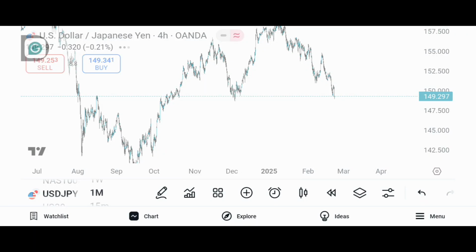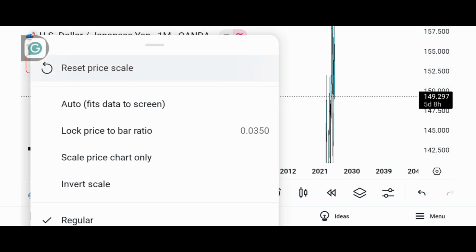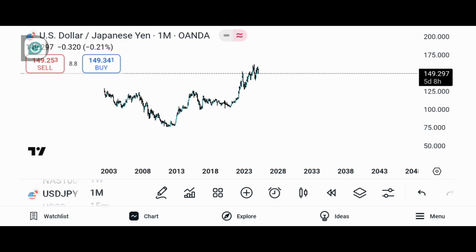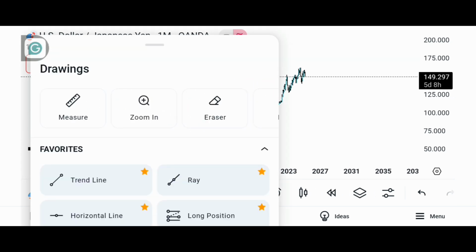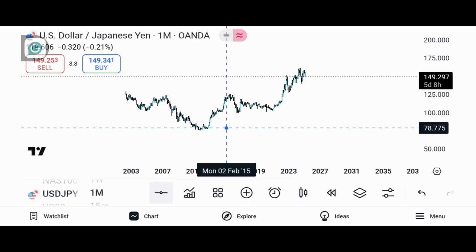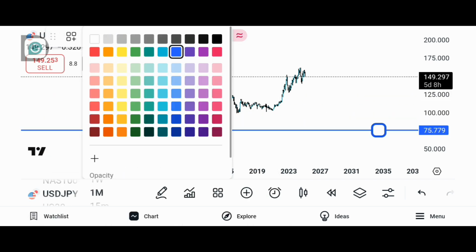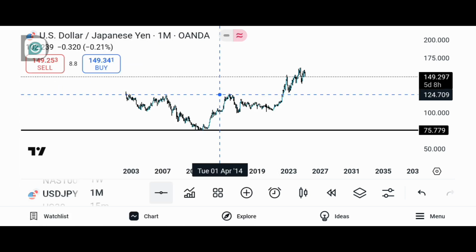So in today's video I'll be analyzing USDJPY and I'll start on the monthly time frame. So what I'm about to do right now is to mark my levels. As you guys can see, this is the lowest low. Let me just change the color. So I'm going to mark this area right here.